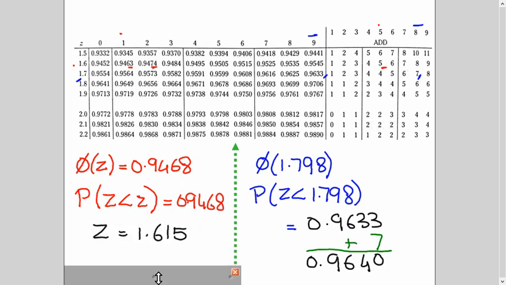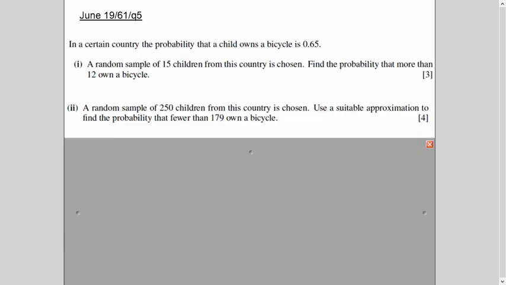So this is how we read the table. It is very important that you understand how to read the table. So let's just start the question. What is this question saying?